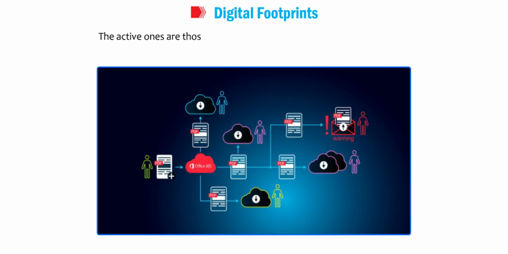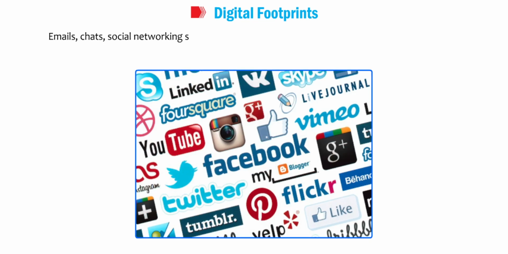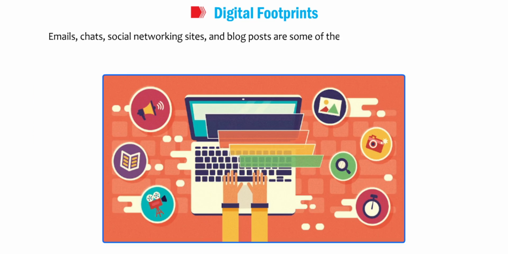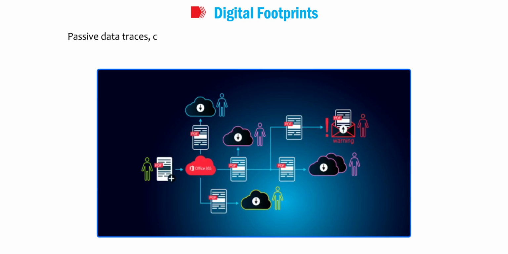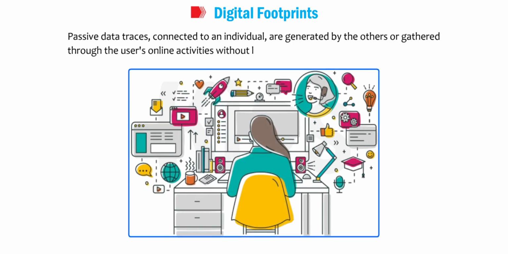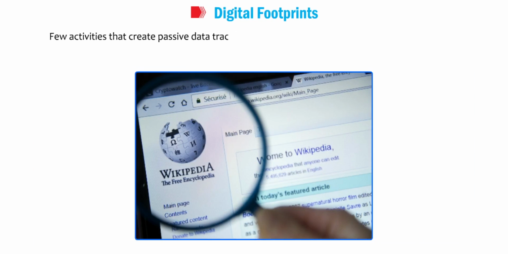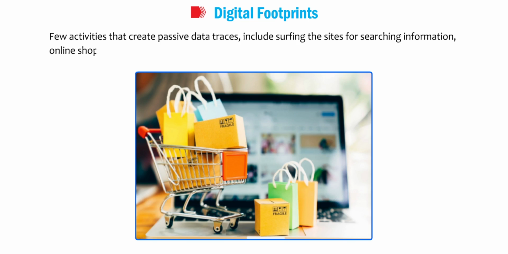The active ones are those data traces which the user leaves intentionally. Emails, chats, social networking sites, and blog posts are some of the ways with which a user can create active digital footprints. Passive data traces connected to an individual are generated by others or gathered through the user's online activities without his knowledge. Few activities that create passive data traces include surfing websites for searching information, online shopping, etc.